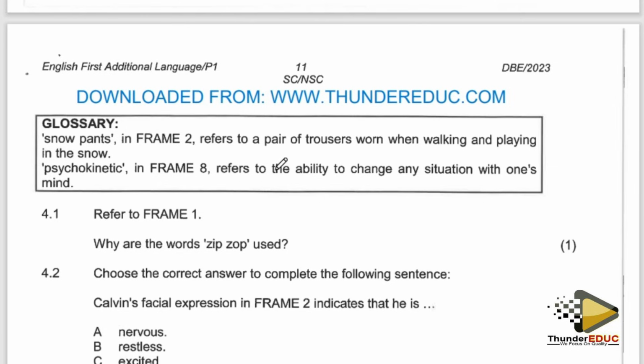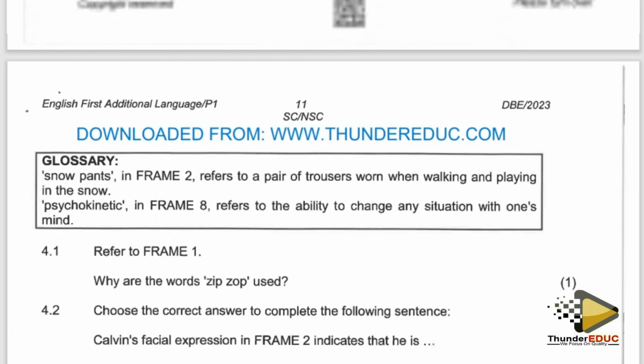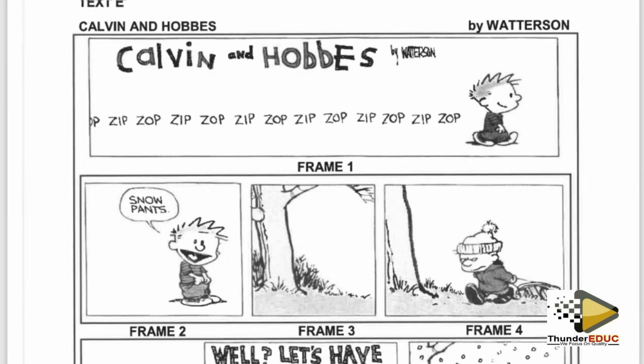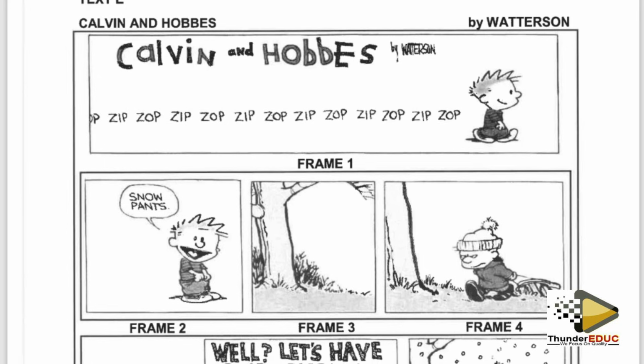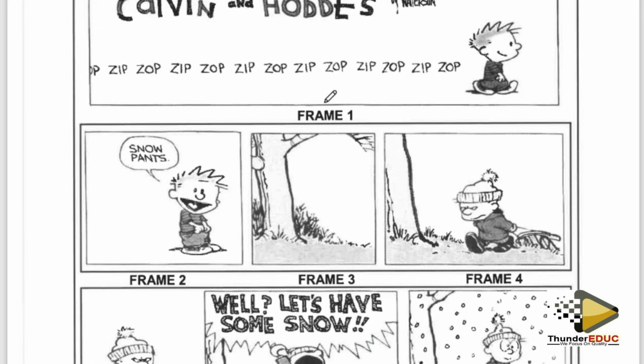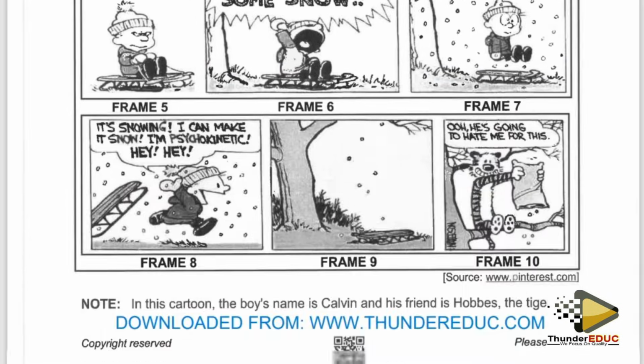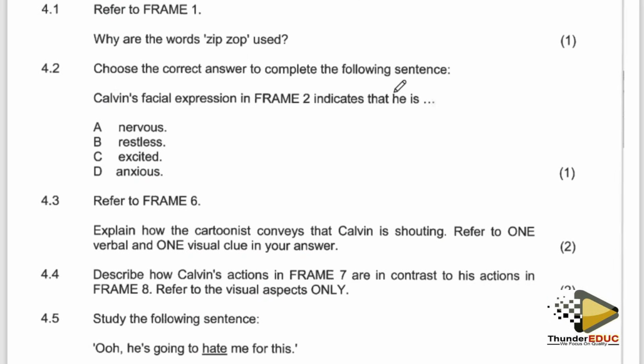Why are the words zip, zop used? That is onomatopoeia, remember? So they're asking why are the words zip, zop used? Now, that is the sound created by his shoes on the snow as he's walking. So it's the sound of the movement that he's making on the snow. As he steps on the snow, that is the onomatopoeia depicted by his walk.